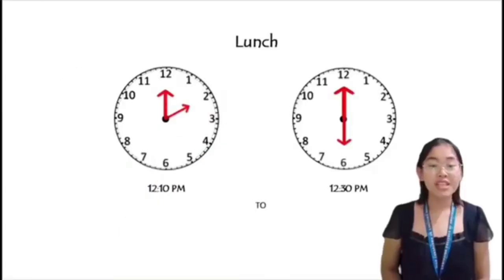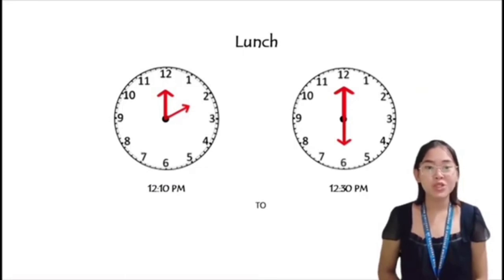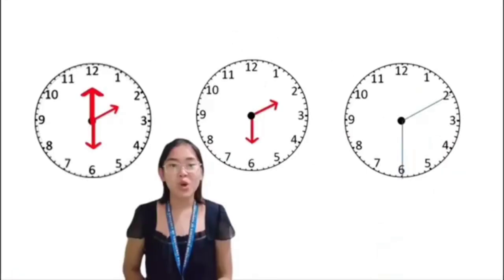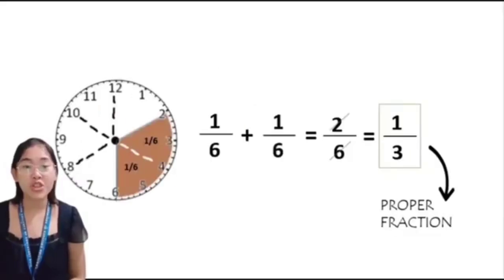For my lunch, I usually eat from around 12:10 p.m. to 12:30 p.m. When merging the two clocks as one, it represents a one-third figure of a fraction that consumes 20 minutes in having my lunch. Also, one-third is considered a proper fraction, where the numerator is smaller than the denominator.